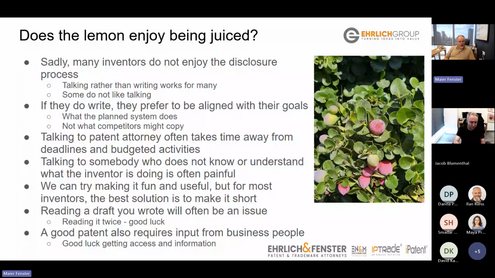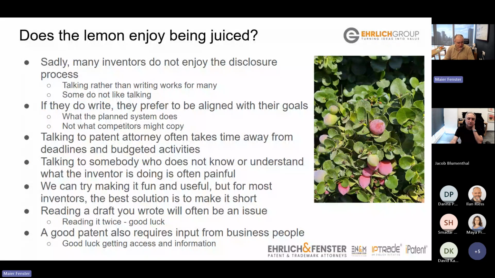So they're not going to talk to you about, perhaps, what your competitors might want to copy or what's particularly inventive. And don't forget that in a lot of places, especially in companies, the inventors, even if they get a budget of time to talk to the patent attorney, they still have deadlines which they have to meet for their team. And talking to you comes instead of meeting the deadline.